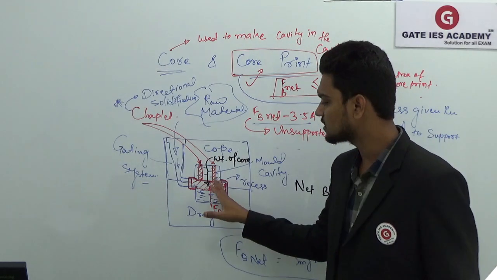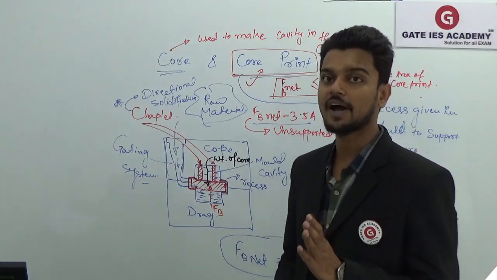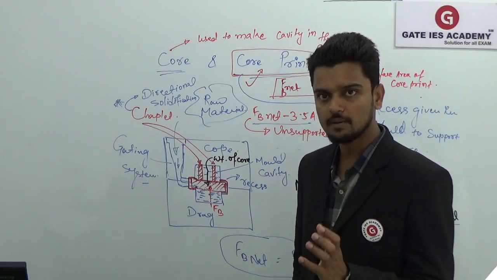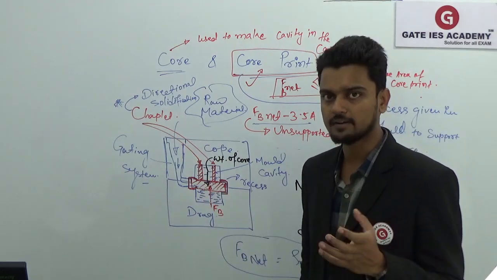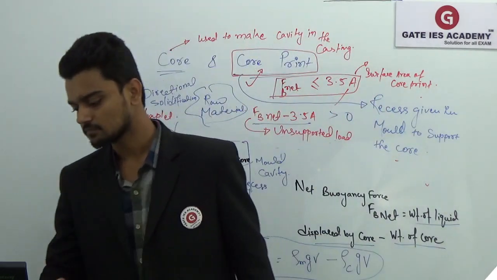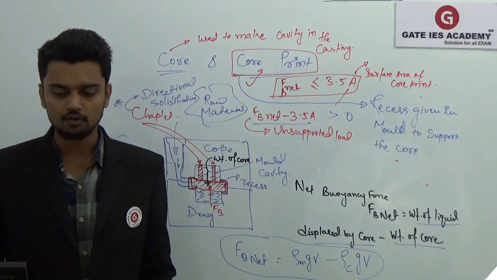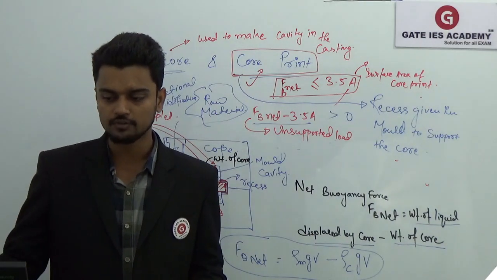So that is why the core material should have high collapsibility. Collapsibility means it should allow contraction in your molten metal during solidification. So it should have high collapsibility. This is the first property of your core.